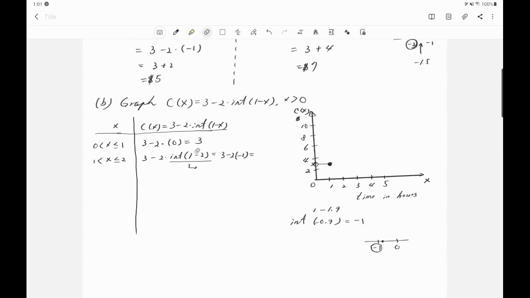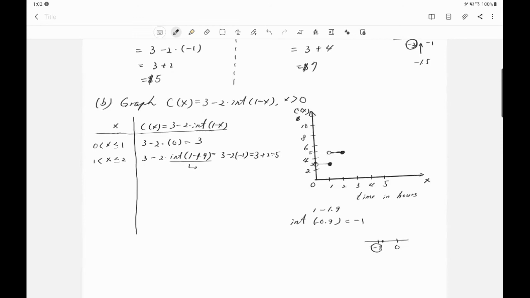So this one is 3 minus 2 times negative 1. Instead of using 2, let's use 1.9. This is much better, right? So that equals 3 plus 2, which is 5. Okay, look at this, we're not multiplying it. This is plus 2, right? So that is 5. So between 1 and 2, the value will be 5. This is 5. So here, and when x is equal to 2, it becomes 5.